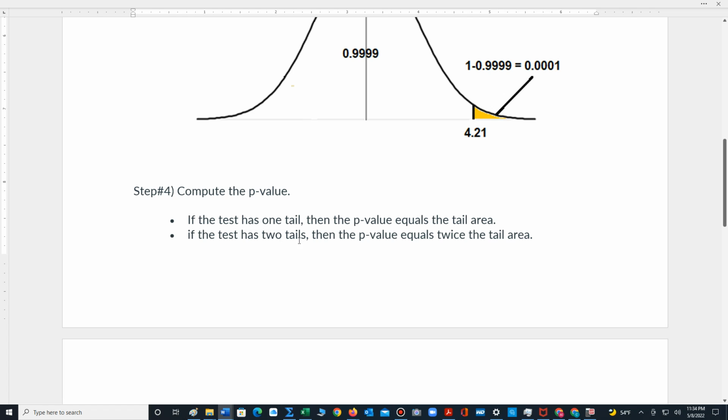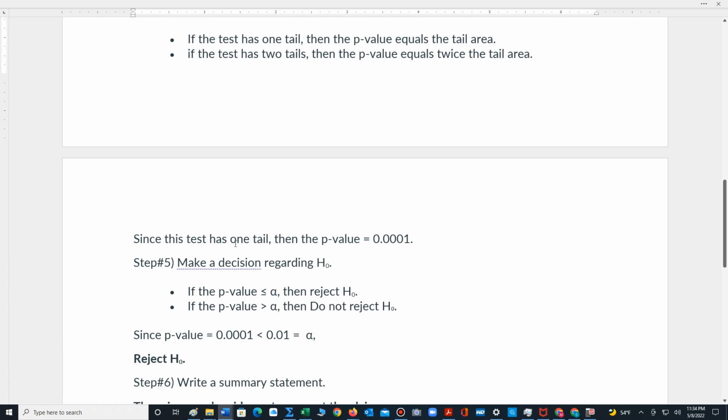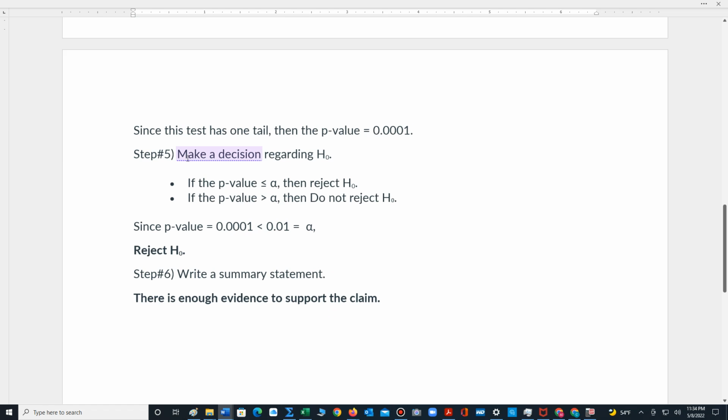However, if there were two tails, then the p-value would be twice the tail area. That is not the case in this example. Since the test has one tail, the p-value is 0.0001. We now have to make a decision regarding H naught.